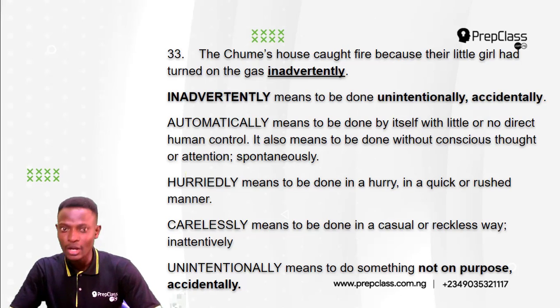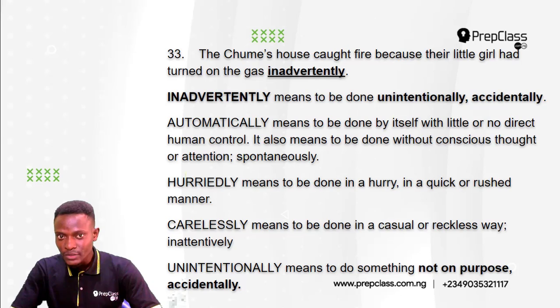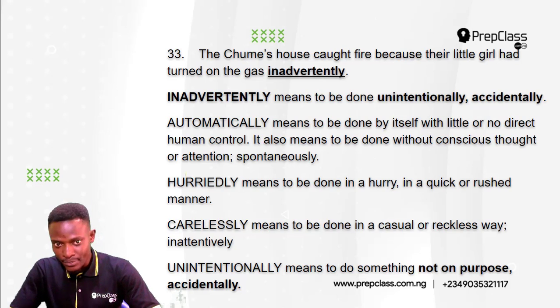Now, option A, automatically, means to be done by itself with little or no direct human control. Now, the gas did not turn on by itself. It was done by the little girl inadvertently, unintentionally. So, automatically is not the answer to this question. Option B, hurriedly, means to be done in a hurry, in a quick or rushed manner. Option C, carelessly, means to be done in a casual or reckless way, inattentively. You are not paying attention.